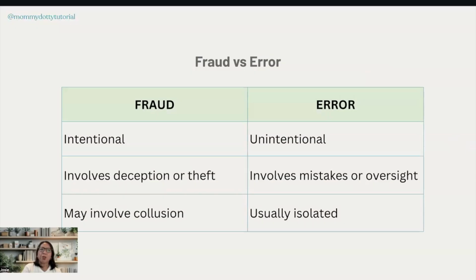A common CPALE question: what's the difference between fraud and error? Fraud is intentional, while error is unintentional. Fraud involves deception or theft, while error involves mistakes or oversight. Fraud may involve collusion, while error is usually isolated. For example, fraud is intentional, like overstatement of the revenue. If the general manager's KPI is based on the revenue, there's a high risk of that person doing some fraud.